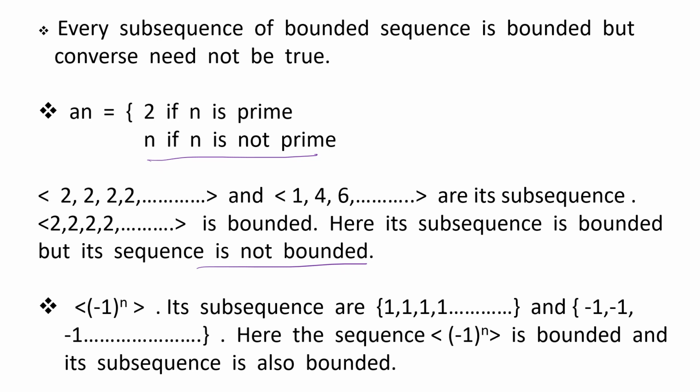Now let's take another example. The sequence {(-1)^n}. Its subsequences are 1, 1, 1 and so on, and -1, -1, -1 and so on. Here the sequence {(-1)^n} is bounded and its subsequences are also bounded.